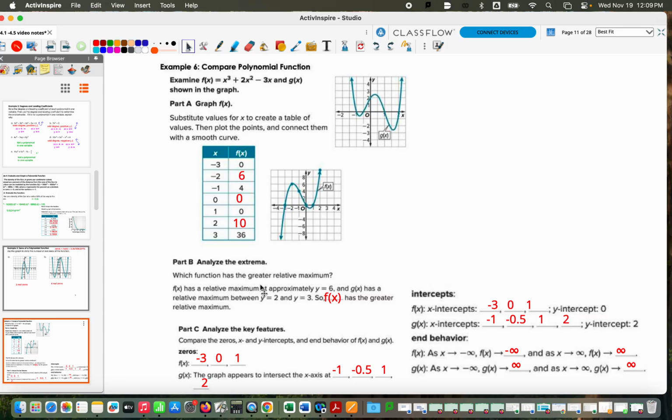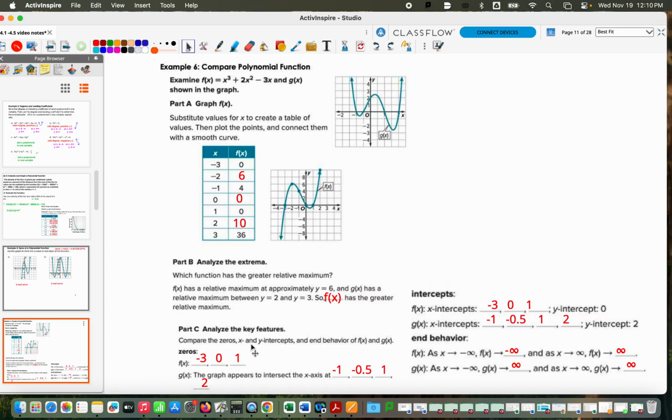So who has the better relative maximum? So we've talked about maximums before. This guy has a maximum right here. This guy's got a maximum over here. We can see on f of x, it's a little bit higher. It's at 6 versus somewhere between 2 and 3. So f of x has the greater relative maximum. We say relative maximum because there are points that are still higher on both of these graphs. So neither one has a true maximum, like an absolute maximum.